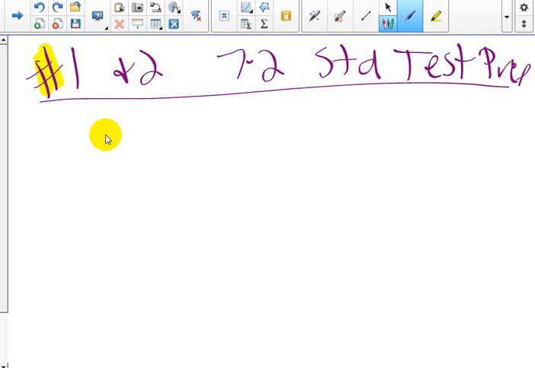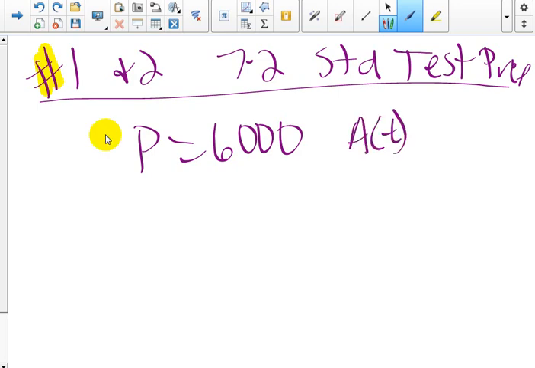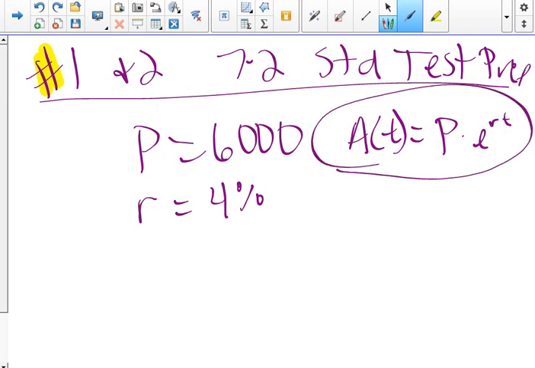Because they told you, suppose you deposit $6,000 in a savings account. So there's your principal, $6,000. And actually, let me go back and put my formula up there. We know that A of t, my amount over time, is equal to the principal times e to the r times t. So we've got our principal, 6,000, because they said it. You deposit 6,000 in a savings account, so that initial amount becomes your principal. It pays interest at an annual interest rate of 4%. So my r is equal to 4%. It's compounded continuously, so that means we're going to be using that formula.